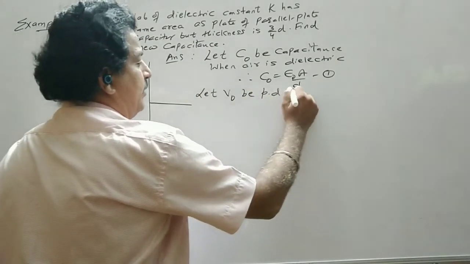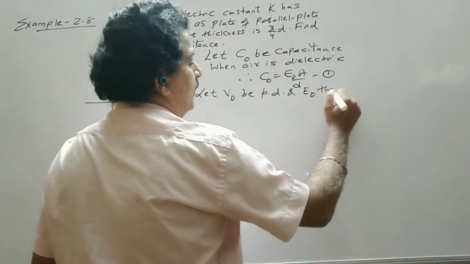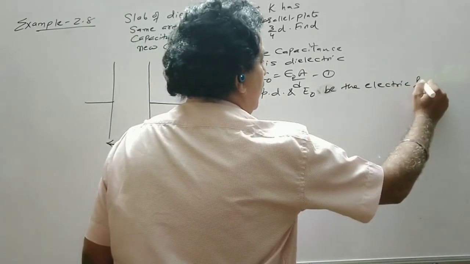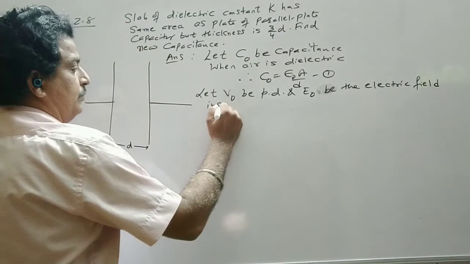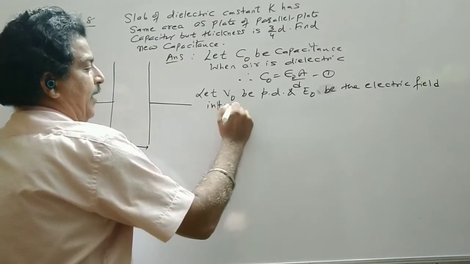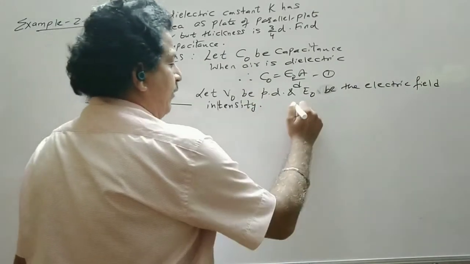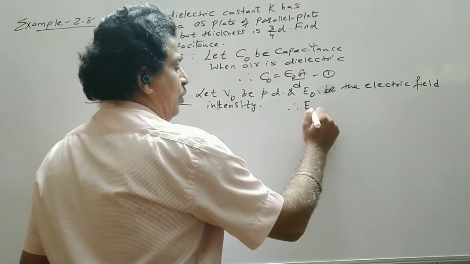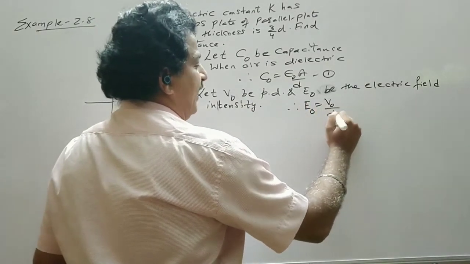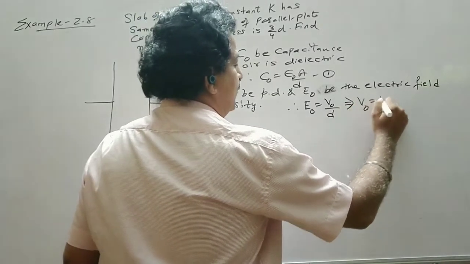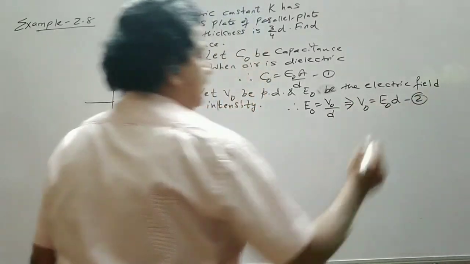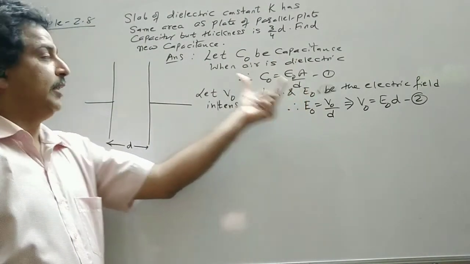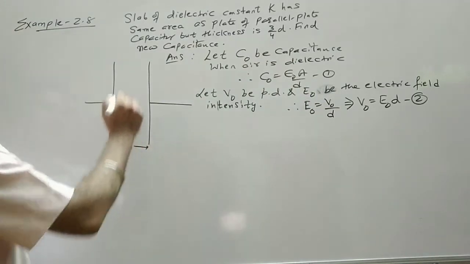Let V naught be the potential difference and E naught be the electric field intensity. Therefore, the relation between V naught and E naught is E naught is equal to V naught by D. This implies V naught is equal to E naught D. That is equation number 2. We have to derive the new capacitance when the dielectric is introduced.